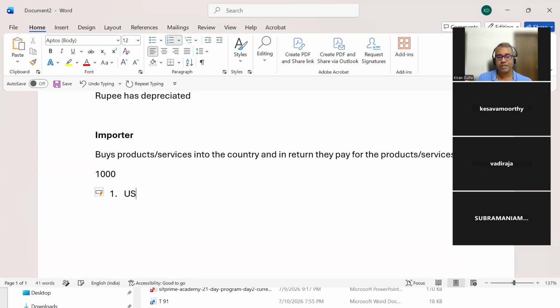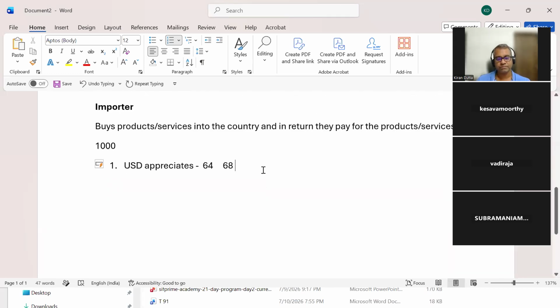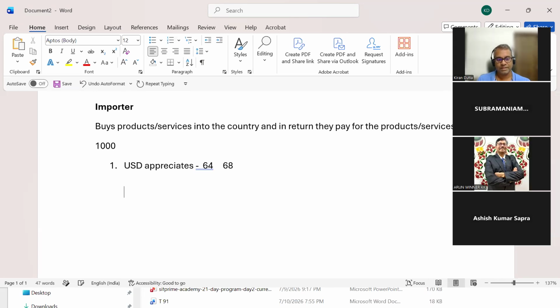Now, what is the first scenario? US dollar appreciates. What is generally going to happen? For example, it is 64, and then tomorrow it is 68. Is it a profit for the importer? No, it will become a loss. He has to pay more. Imports become more expensive.